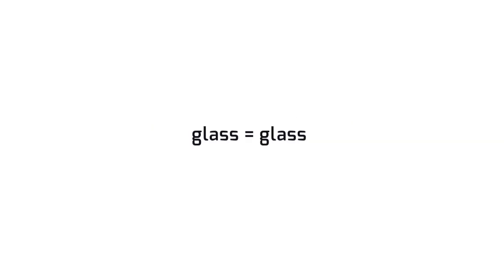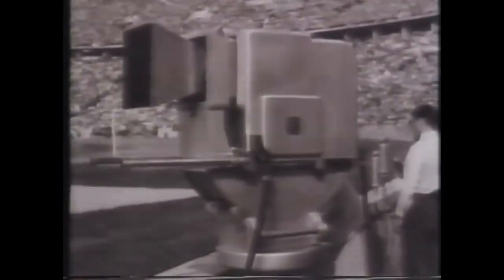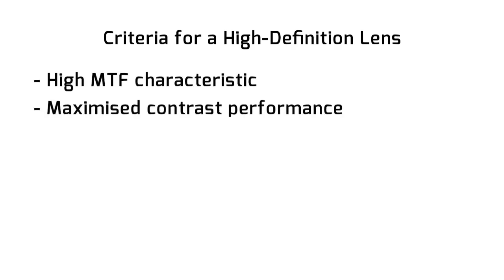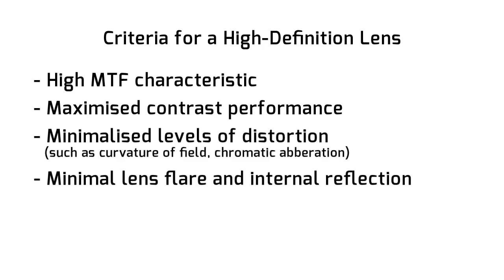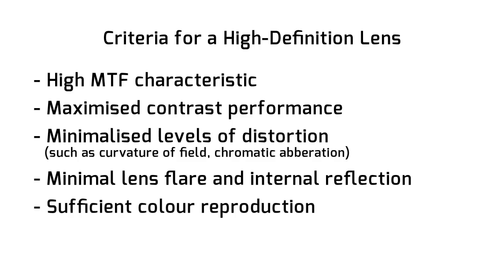So how can a lens be HD, and why weren't standard definition lenses good enough? After all, glass is glass, isn't it? Not exactly. When the early standard definition lenses were being designed in the first place, there were no high definition cameras to test them with. Hell, the technological standards for high definition weren't even established yet. So what are the criteria for an HD broadcast standard lens? Well, it tends to revolve around having a high MTF characteristic, a maximised contrast performance, minimal levels of distortion, minimal lens flares and internal reflection, and sufficient colour reproduction.